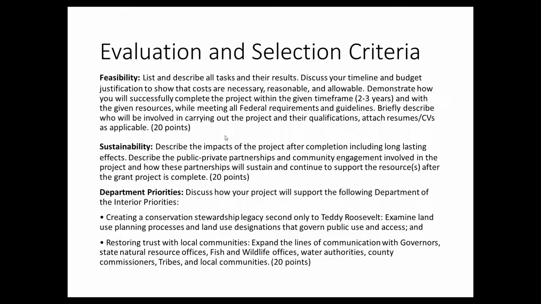Next up is feasibility, and this is where you really tell us that you as the organization are capable of handling a federal grant and completing it successfully. So talk about your timeline. We usually give you 2 to 3 years to complete these projects. Make sure that your budget justification is clear, and tell us what you're spending the funding on, and make sure that matches up with what you're describing in your application.